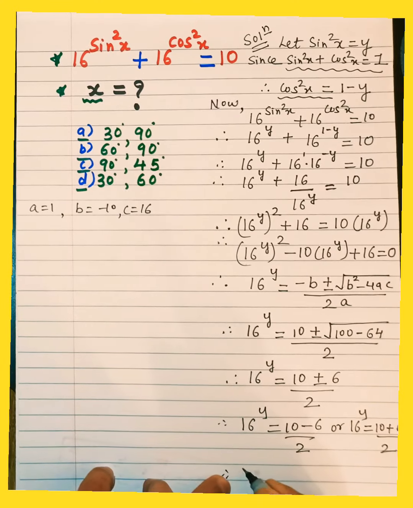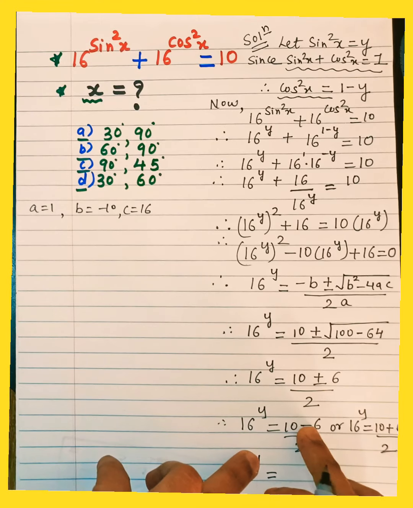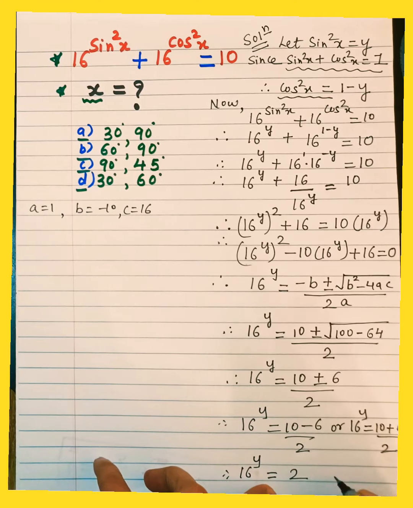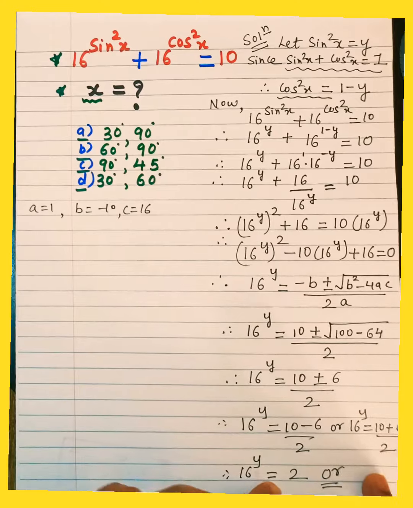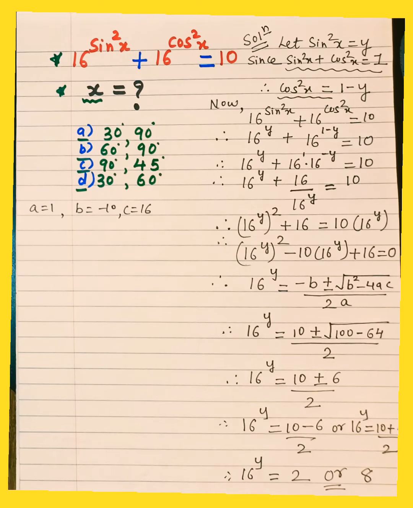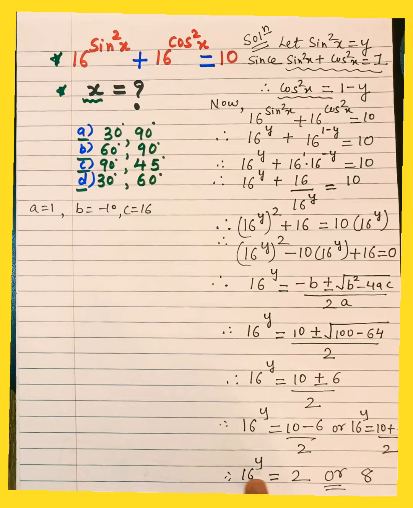If you solve this, 16 raised to y equals, here 10 minus 6 will be 4. So 10 minus 6 will be 4 upon 2, and if you do cancellation, you get 2. Or here, 10 plus 6 will be 16; you cancel with 2, you solve it, and you will get 8. So we are getting two values, 2 or 8. So 16 raised to y is equal to 2 or 8.